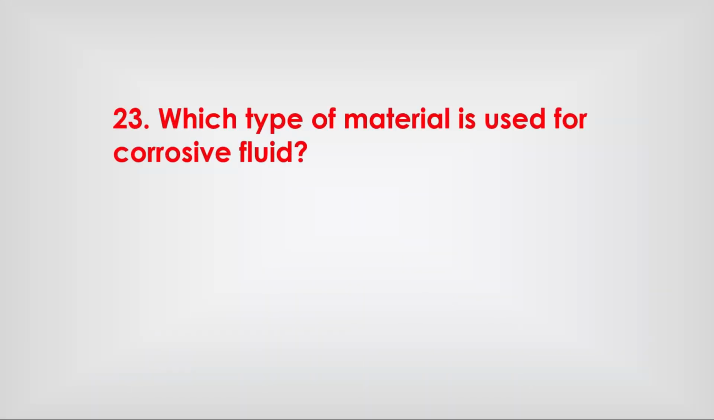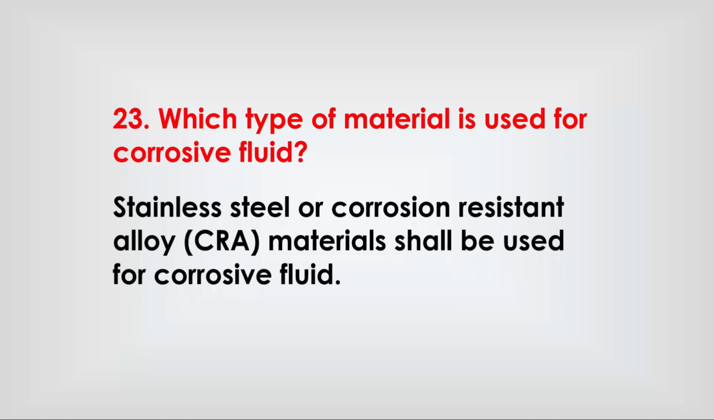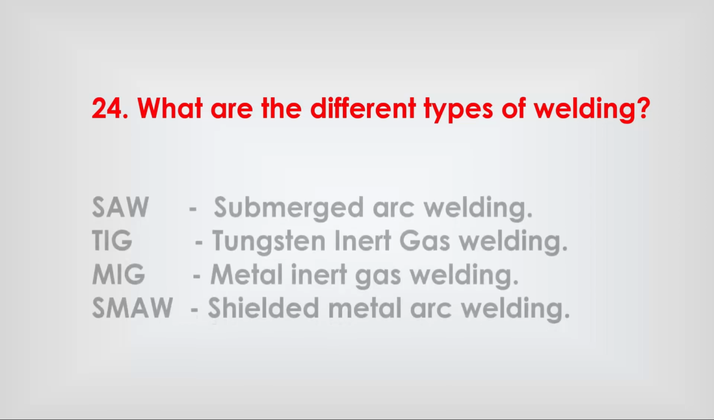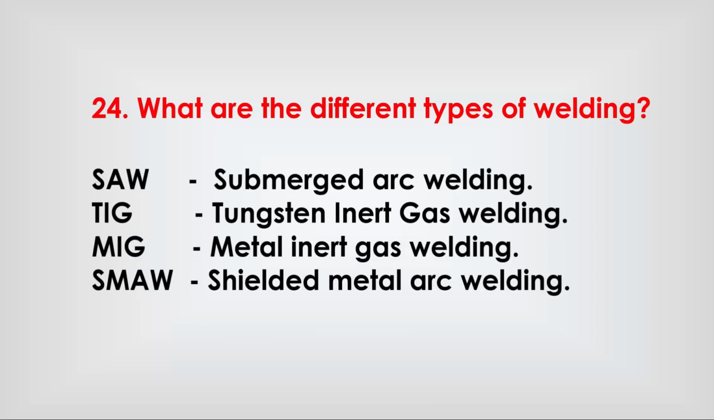Which type of material is used for corrosive fluid? Stainless steel or corrosion resistant alloy material shall be used for corrosive fluid. What are the different types of welding? SAW, submerged arc welding; TIG, tungsten inert gas welding; MIG, metal inert gas welding; SMAW, shielded metal arc welding.